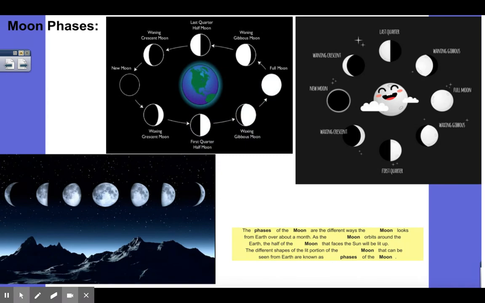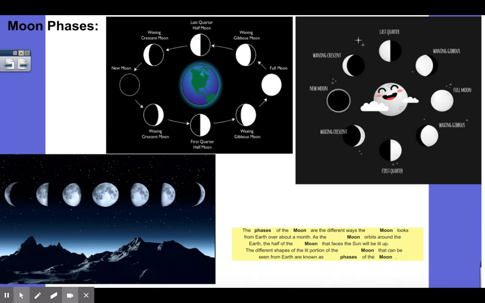As we talk about the moon, it has different phases. It doesn't stay full all the time. It really has a day where it's a full moon out of a phase schedule of 28 days. Moon phases refer to the different appearance of the moon as you see it from the Earth. There are 8 main phases of the moon.